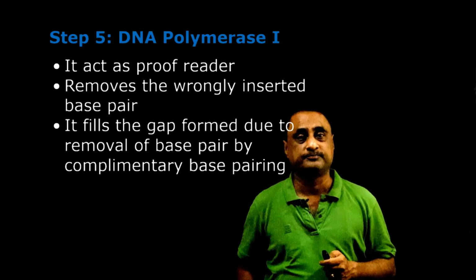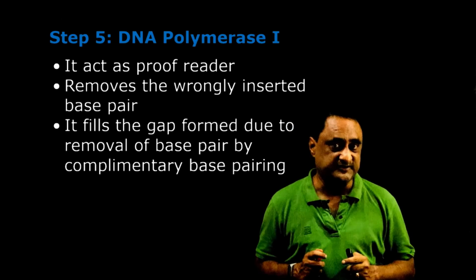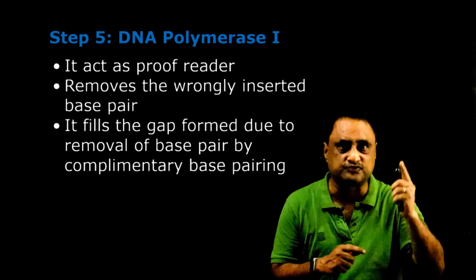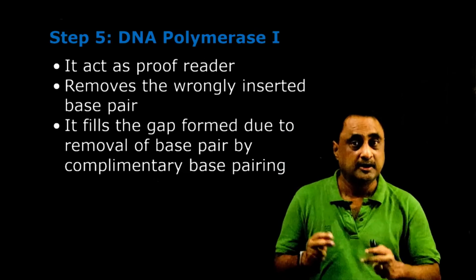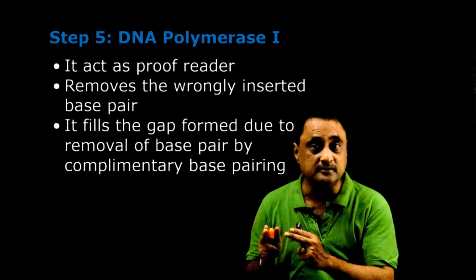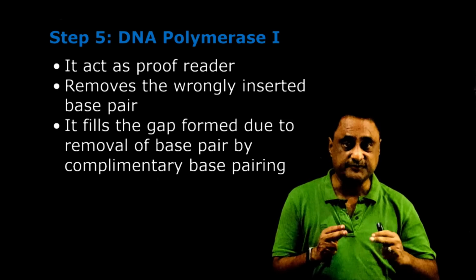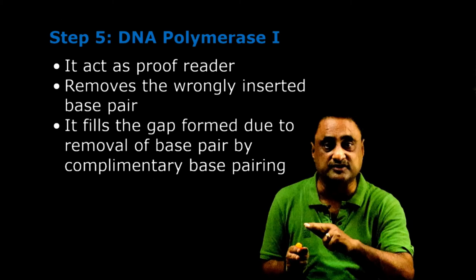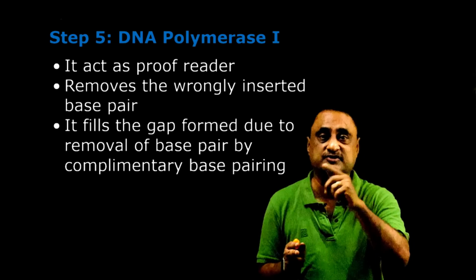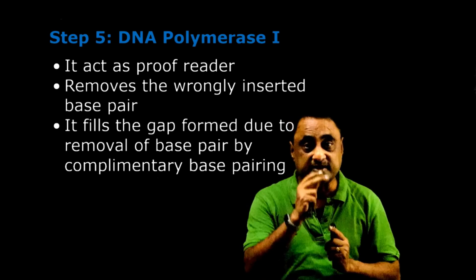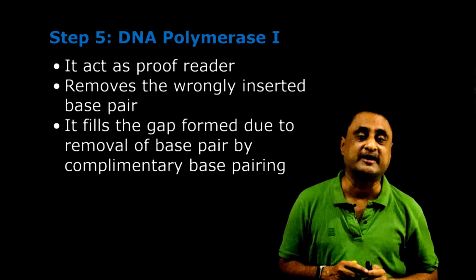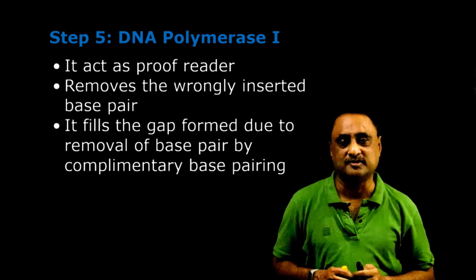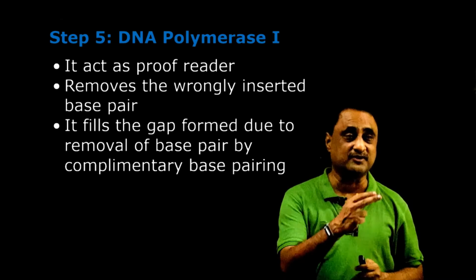Now, one thing let's try to understand. We have seen that DNA polymerase works in the 5' to 3' direction, right? But DNA polymerase 1, due to the very special job assigned to it, can work in both directions. It can work in 5' to 3' as well as 3' to 5'. That is the important thing you have to keep in mind. So this is about DNA polymerase 1, and that was our step 5.